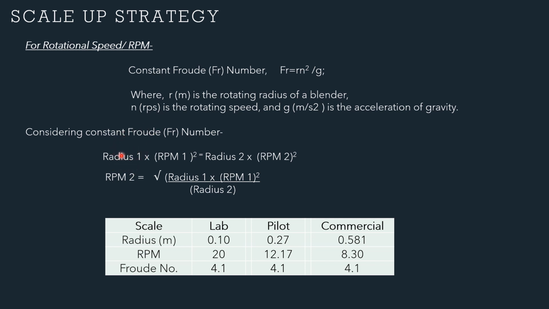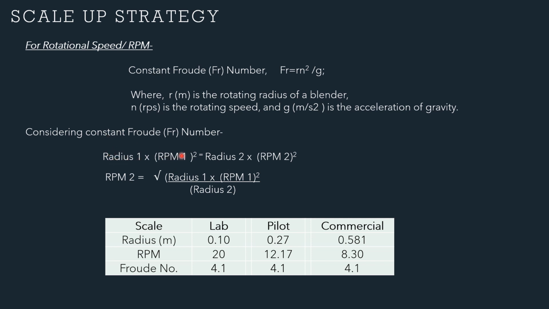If you see, all blenders are rotated around an axis. There is one axis around which the blender will be rotated. When it rotates, it makes a circle. The radius of that circle you can easily calculate from the axis, the center point of the blender, to the circumference of the circle in which it is rotating. By that you can calculate the radius for scale 1, the lab scale, and also for scale 2. You can take help from your engineering department to get this radius. This value should be calculated in meters.